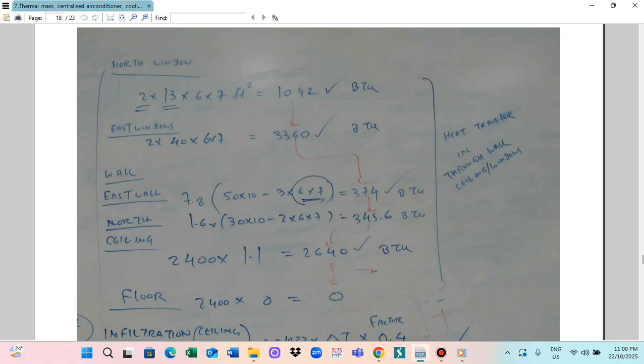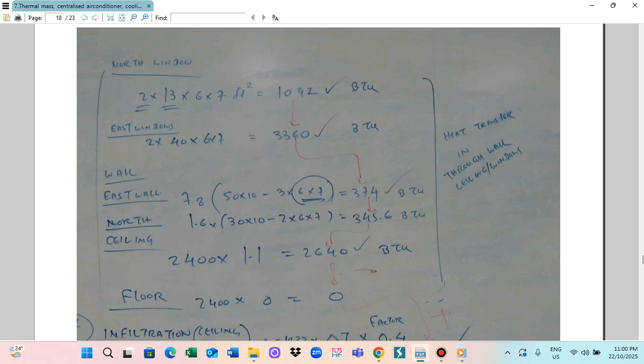The size of the window is the view window. Those windows are the view windows, so the view window sizes are already given. The view window is 6 multiplied by 7 feet. So 6 multiplied by 7 feet. Then you can calculate. So the north window is 1092. So the total heat transfer is 1092.